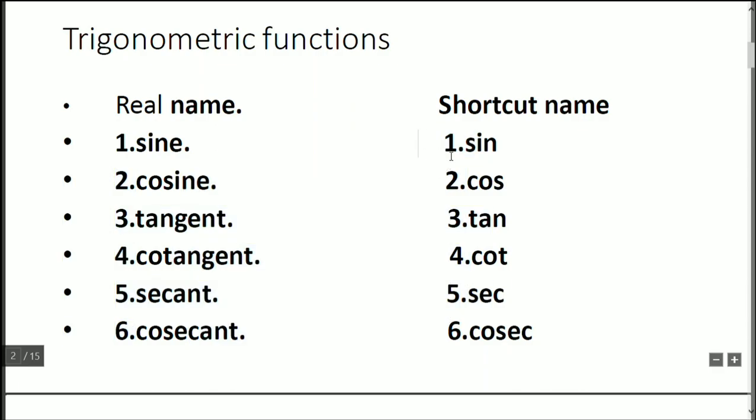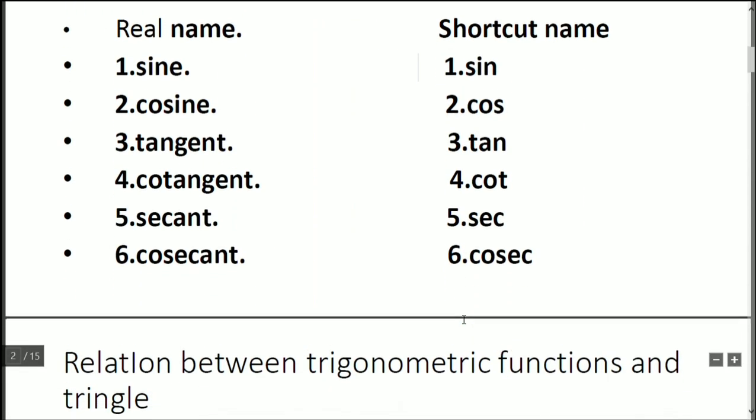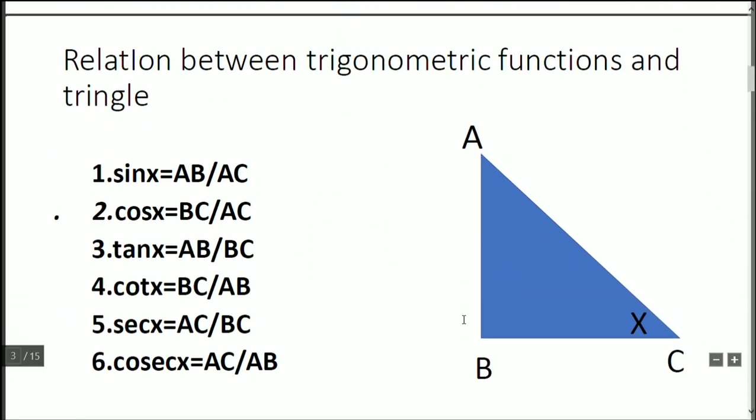Got it. So let's see third, the relation between trigonometric functions and a triangle. Look at triangle ABC, with angle B equal to 90 degrees, and the measure of angle ACB is X. So the total concept is about X.